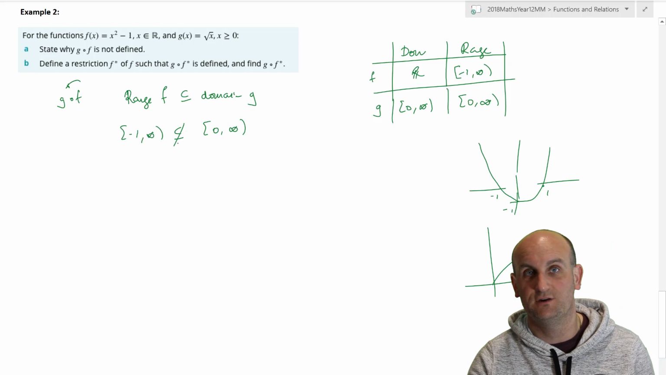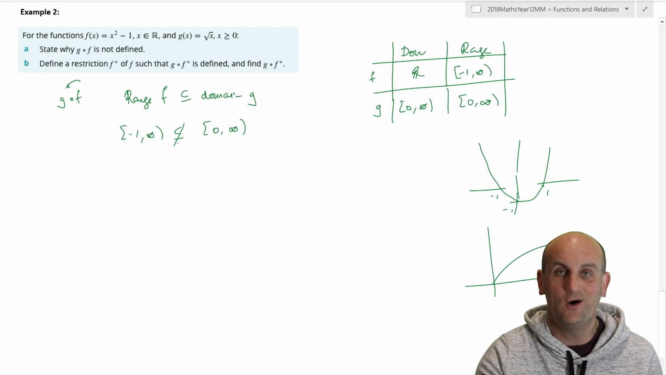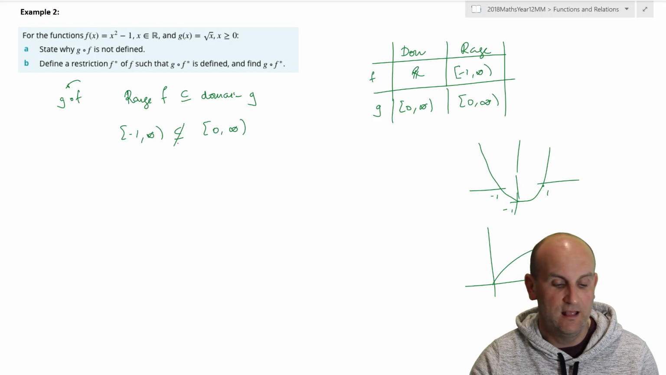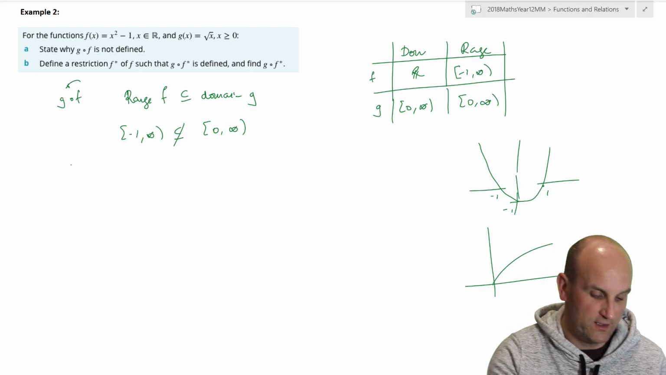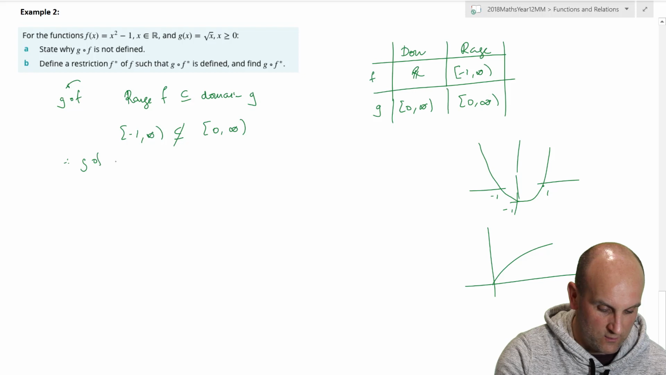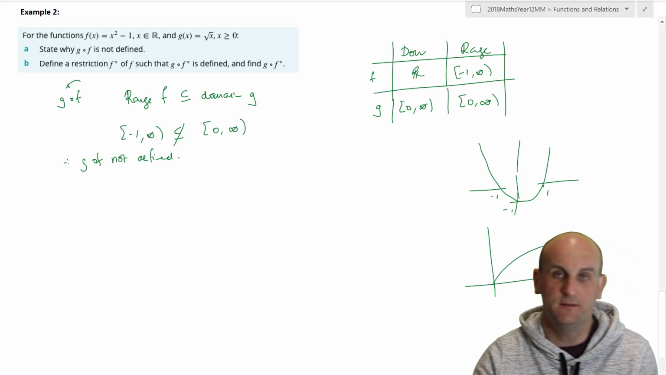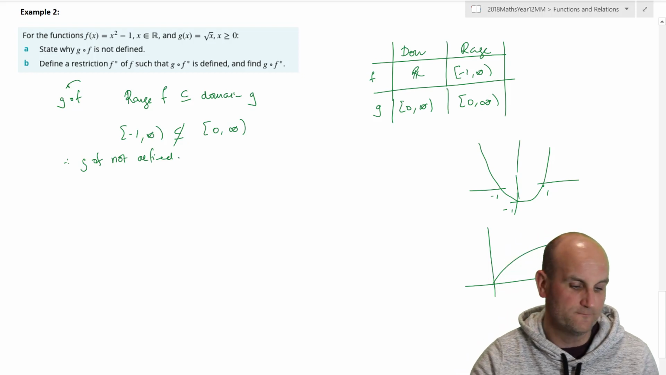Now that's perfect notation. I can actually put that and say, because minus 1 to infinity is not contained within 0 to infinity, therefore g of f is not defined. And I would write that, therefore g of f not defined. You can write it in a whole sentence, but I'm cautious this video is going to be long.